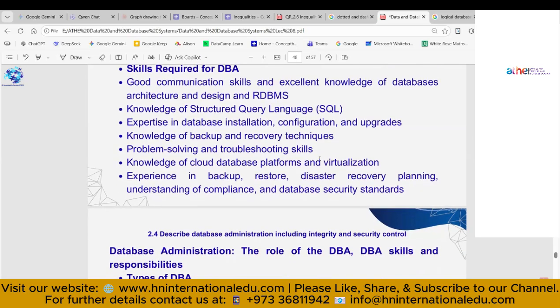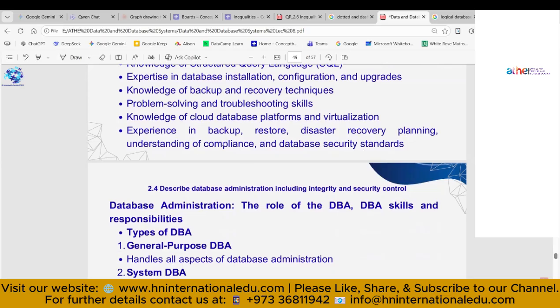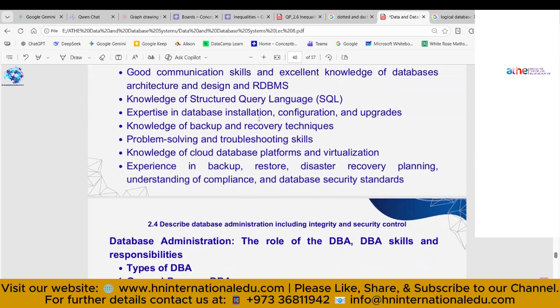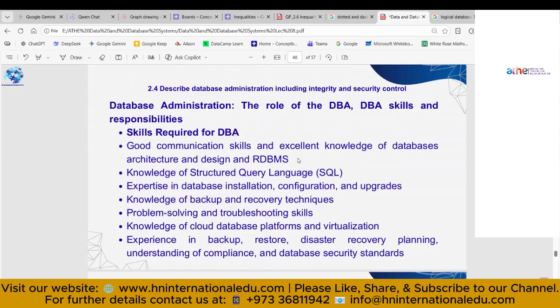Knowledge of cloud database platforms and virtualization. Because if the company decides to move to the cloud, then the database administrator should be able to move the database and the physical servers and everything to the cloud also. And lastly, experience in backup, restore, and disaster recovery planning, understanding of compliance, like the laws and database security standards. So all of these skills are necessary for a database administrator.